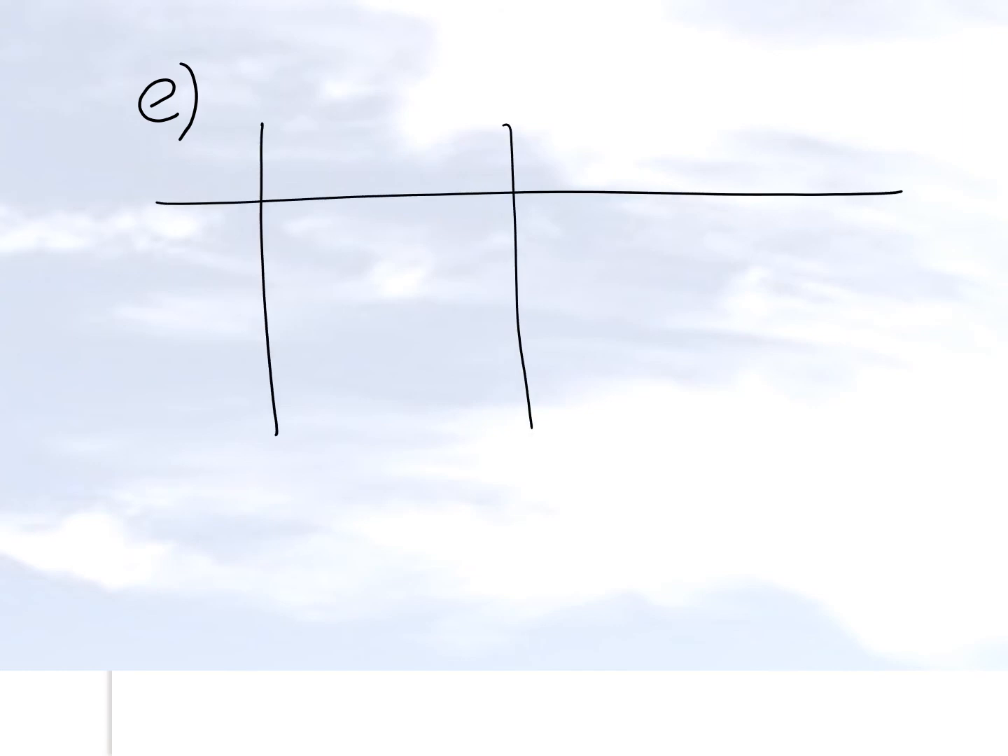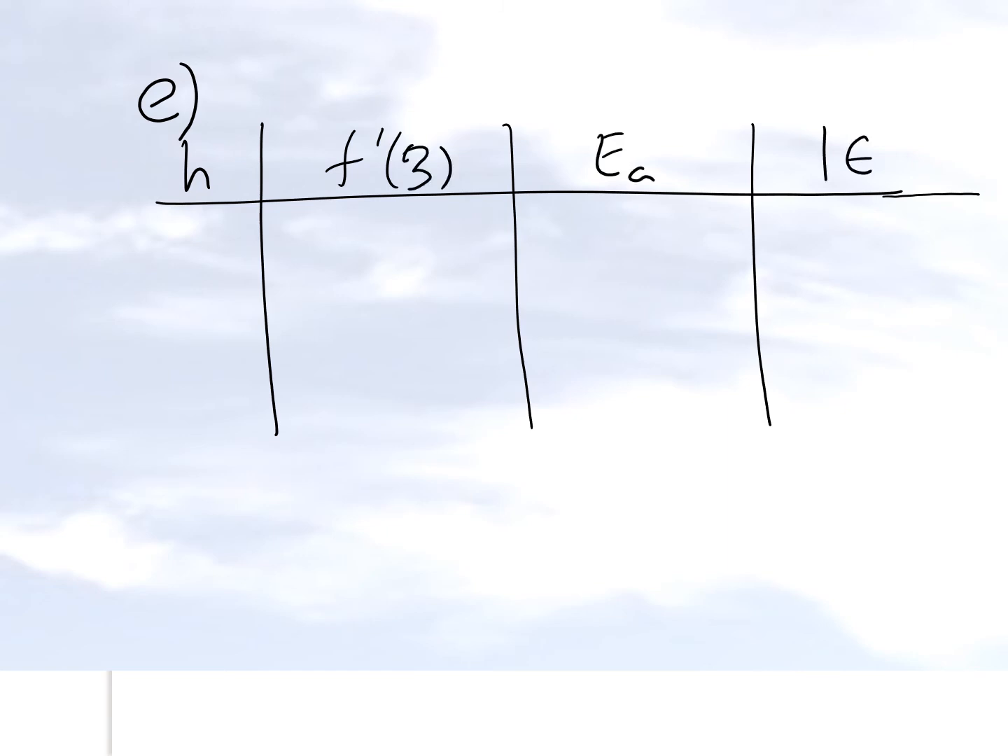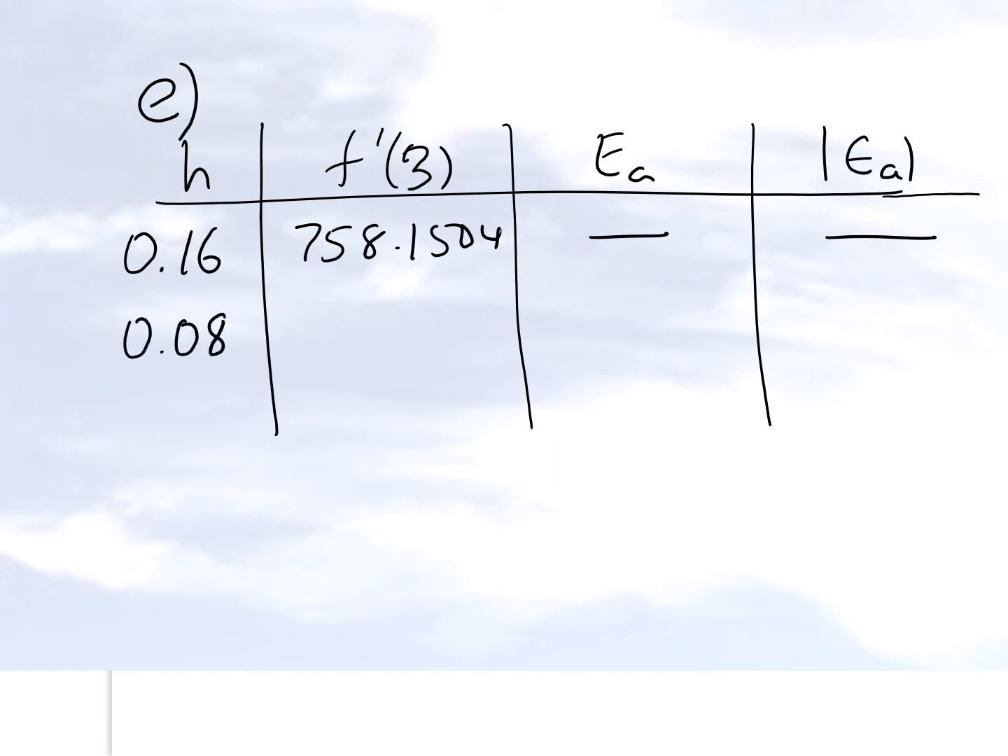So in part E, it talks about finding the absolute relative approximate error as you change the step size. So let's go and see what we get for our approximate errors and absolute relative approximate errors. So for 0.16, f prime of 3 is this number here. We cannot calculate the approximate error or the relative approximate error because we don't have a previous approximation. So let's see what happens when I make the step size to be 0.08. In this case, I would get this number.